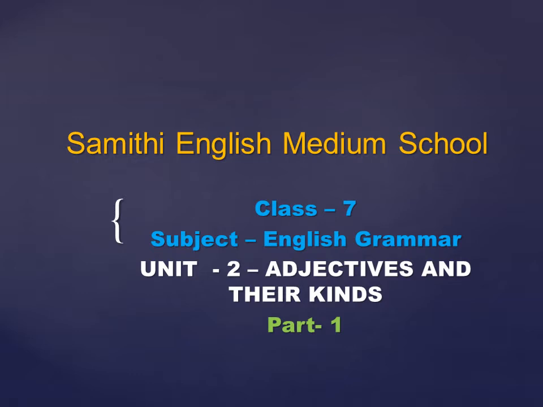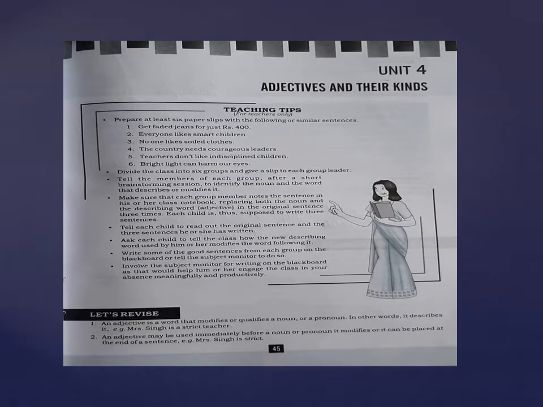This is the first part of this chapter. Here I will explain what is an adjective and the kinds of adjectives. Children, in our Get Going Grammar book on page number 45, unit 4, adjective and their kinds. Before going to teach and complete the exercise of this chapter, I want to show some slides. Here I'll explain the adjective and their kinds along with some examples.